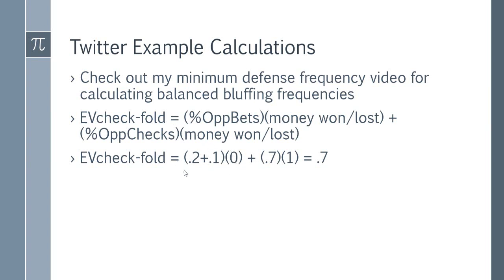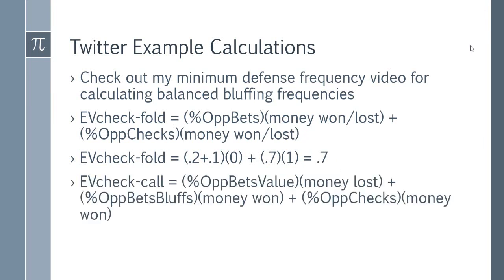And then because we have 30% here, we know that he's checking back 70% of the time, and when he does check back, because he's bet all of his better hands for value, we get to win the whole pot, and so we get that pot-sized unit. We add all this together, and we know that the EV of us check-folding is 0.7 pot-sized units.